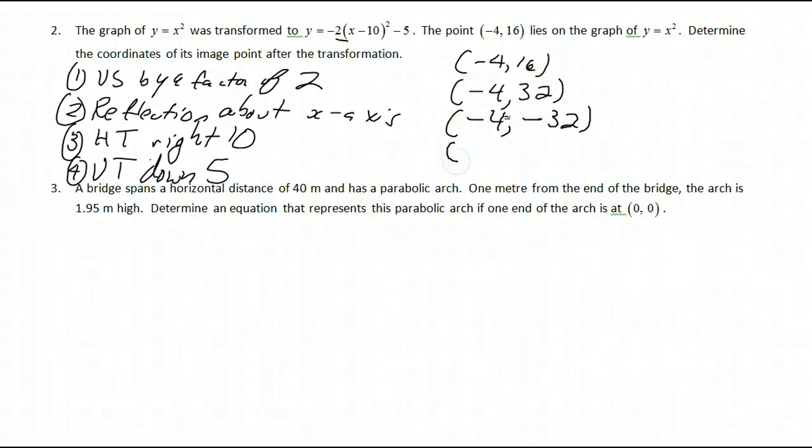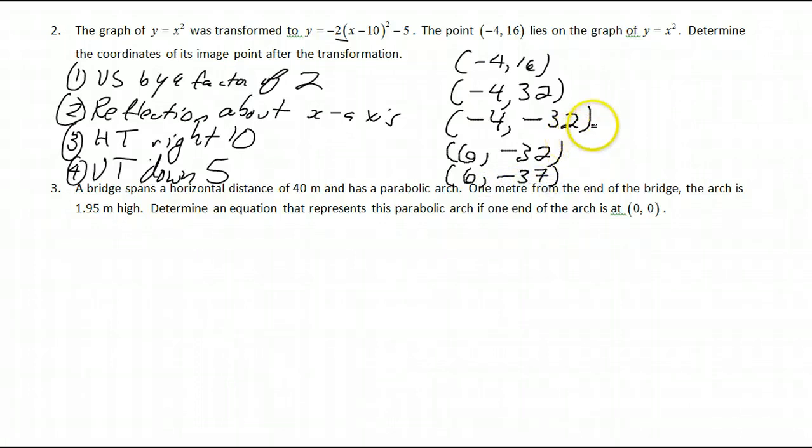Move it 10 units to the right. From negative 4, let's go right 10. That will take me to positive 6. And this will stay. Some people will do this all at once. And down 5. So that's 6, and this will be negative 37.